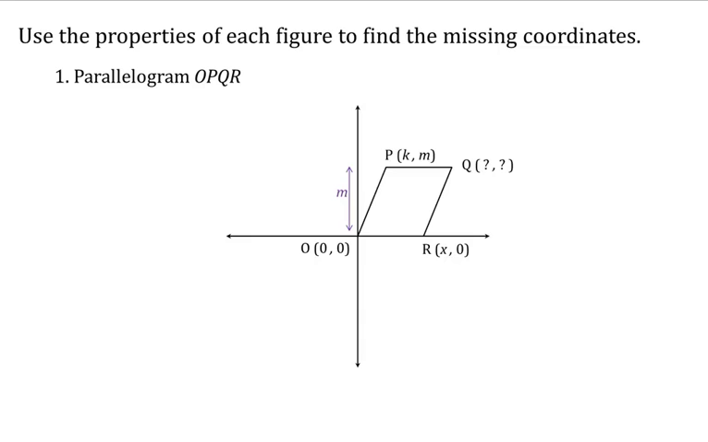So first, I'm going to go up M and right K to get to point P. So I can go up M and right K to get from R to Q to find point Q. So in the X direction from point R, we've added K, and in the Y direction from point R, we've added M. So my new point Q is going to be X plus K, and then my Y value is going to be M. So my total point is X plus K, comma, M.